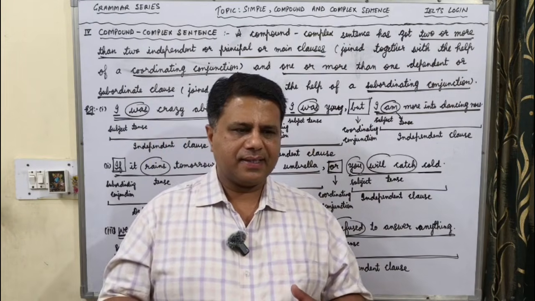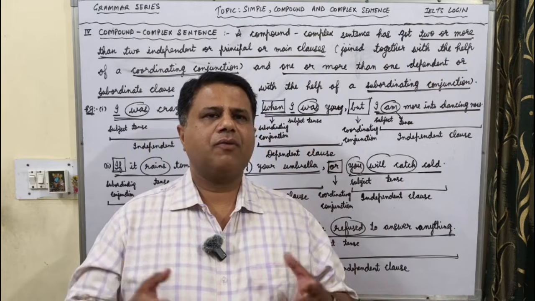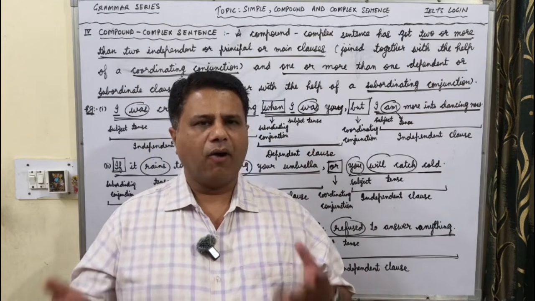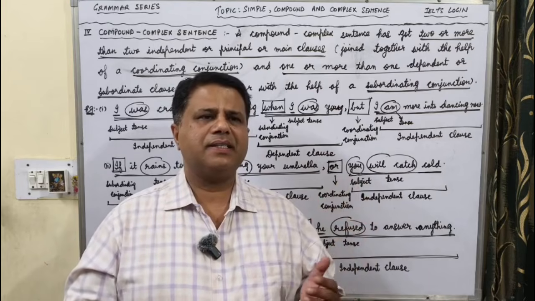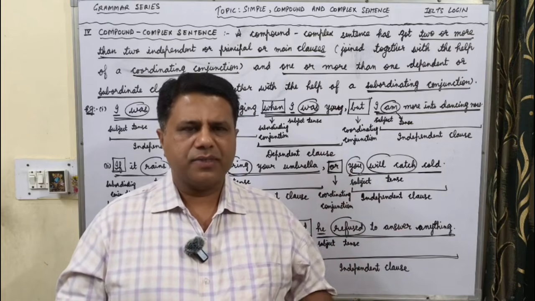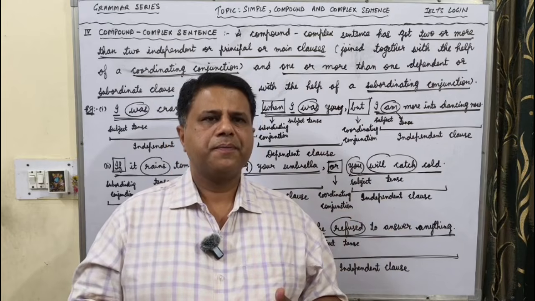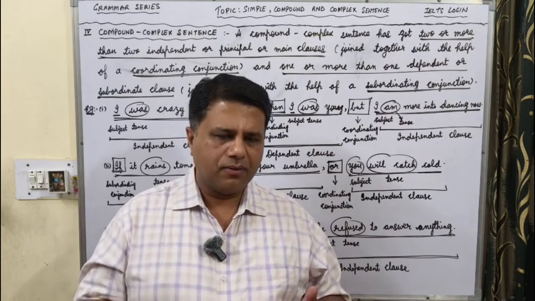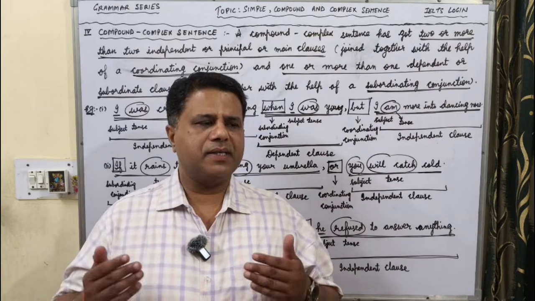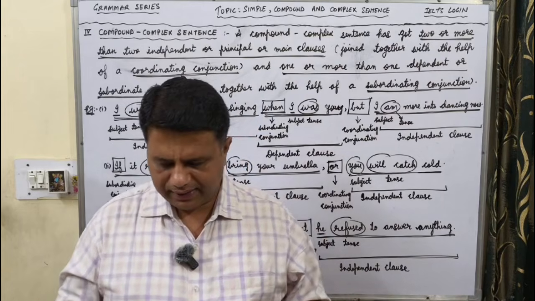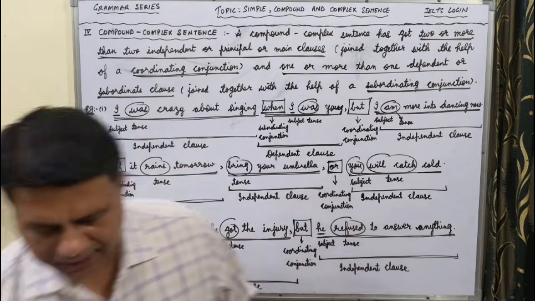We have already discussed the examples of coordinating conjunctions. We have also talked about the examples of subordinating conjunctions. These are the same conjunctions we will be using in this type of sentence also. I will not write those conjunctions again. You can go to video number 6 and video number 7 to have a glimpse of the coordinating and subordinating conjunctions. So what is a compound complex sentence?